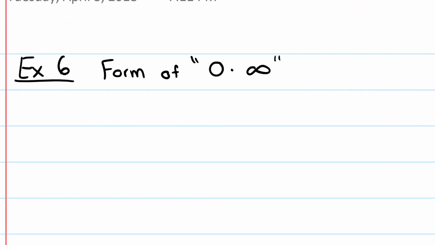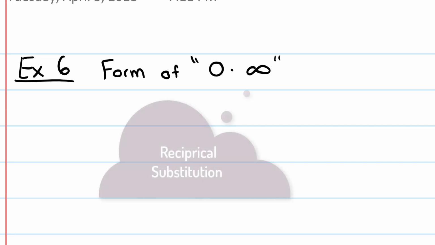Example 6. In example 6, we're going to look at when there's the form of 0 times infinity. This is a problem because infinity is a vastly large number, but we know that anything times 0 is going to be 0. So when we have 0 times infinity, we actually can't tell the behavior of the function. So what we're going to end up using is reciprocal substitution. Remember, this is when we replace positive infinity with 0 from the right, or 0 from the right with positive infinity.